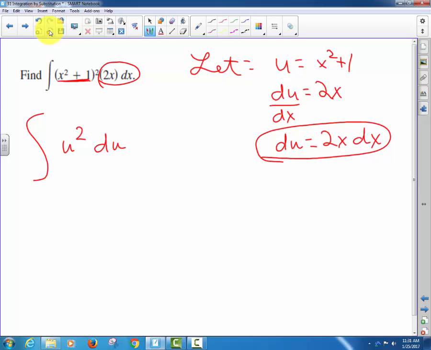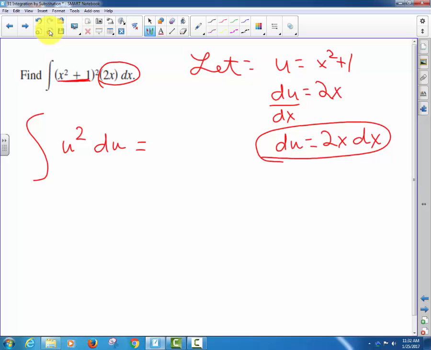Can we integrate what we've got written here in red? Of course we can, because now it's just a power rule. What do we integrate it to be, Jared? 1/3 u cubed. Okay. All right, let's back up then.